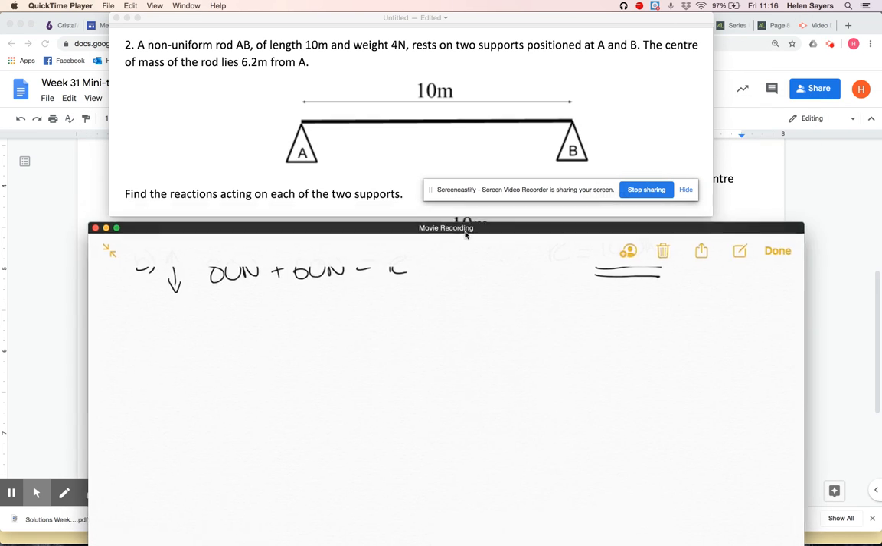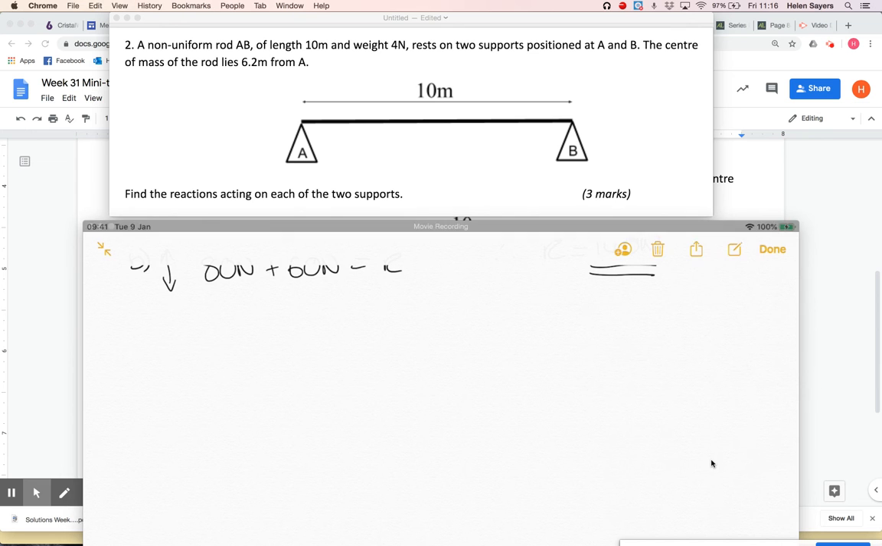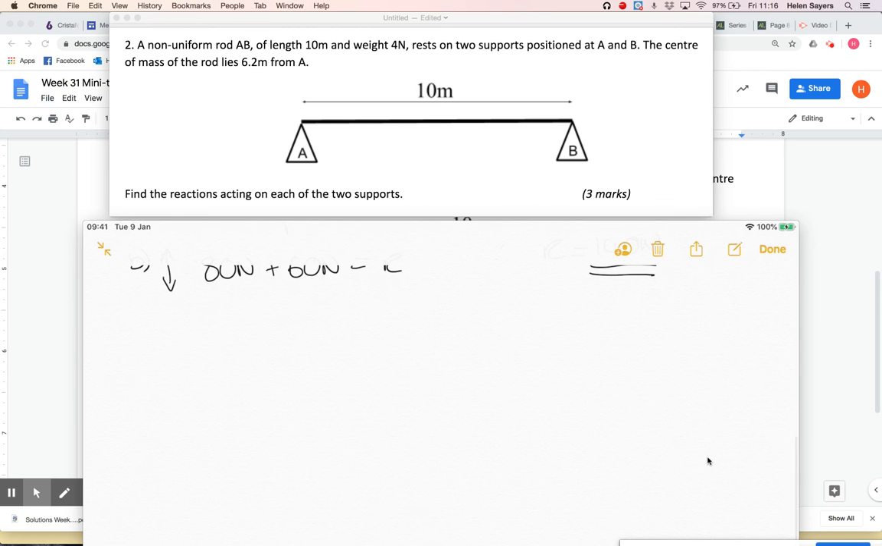Okay, we're looking at Minitest week 31 and question 2. So we've got a non-uniform rod. You need to read the question really carefully because it's easily missed whether they say it's a uniform rod or non-uniform. If it was a uniform rod, the centre of mass would be halfway along the rod. If it's not uniform, sometimes they ask you to find where it is. Here they've told us: the centre of mass of the rod is 6.2 metres from A.